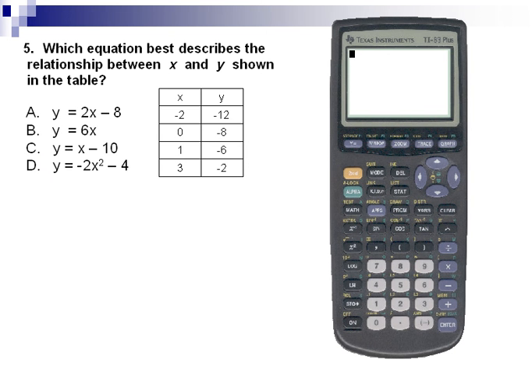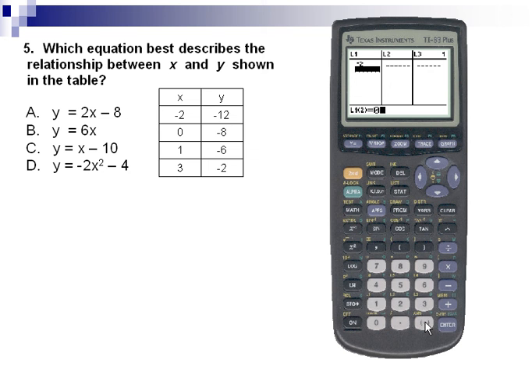In problem number 5, we are asked which equation best describes the relationship between x and y shown in the table. Same type of question as in number 4. So again, we want to do a linear regression and a quadratic regression because our answer choices are both linear and quadratic. So hit Stat, over to Edit. Again, if you have things in your list, clear them out. In list 1, we're going to put our x values.